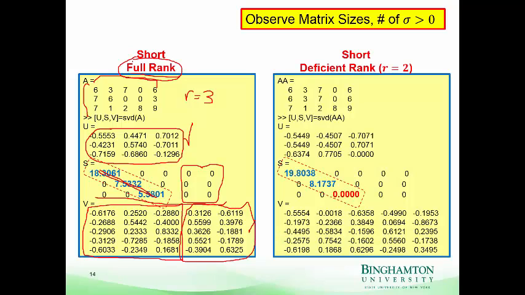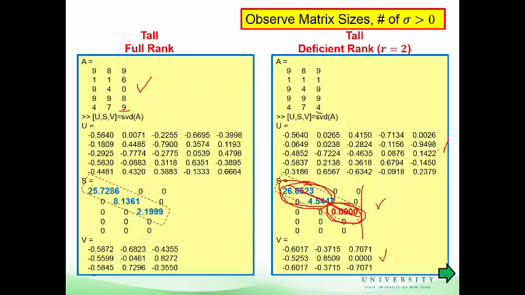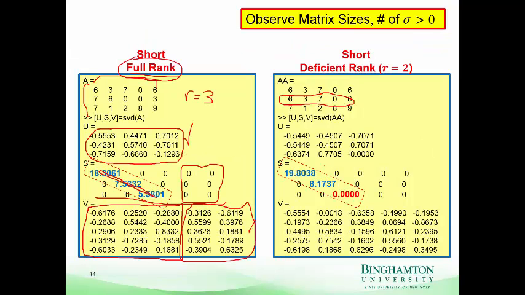And let's look at a deficient rank case. Now here, I forget what I did, 6, 6, I changed something. What did I change? 6, 3, 7, 0, 6, I changed the middle row. So I made the middle row equal to the first row is what I did here. So a little bit different than what I had done in the past. And when we look at this, I called this matrix AA. I don't know why I called it AA. Did I do that in everyone? No, I didn't.